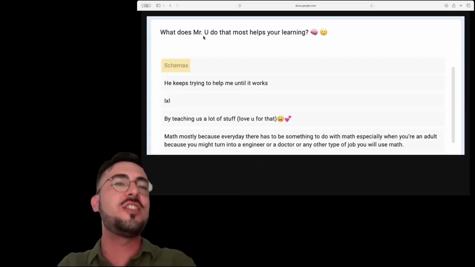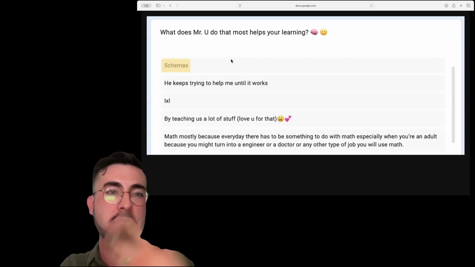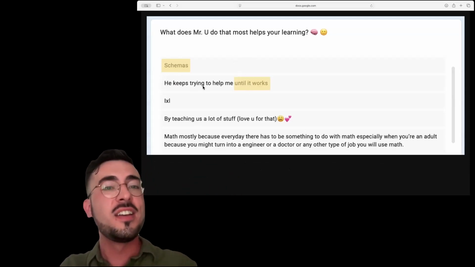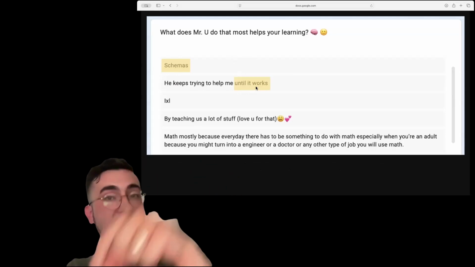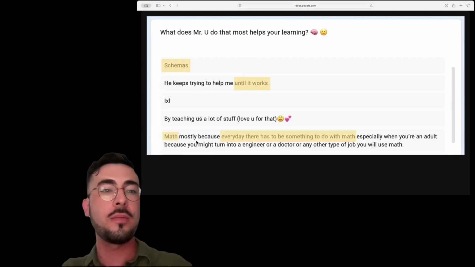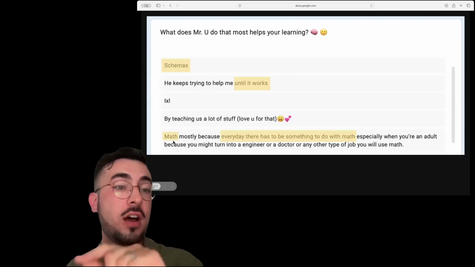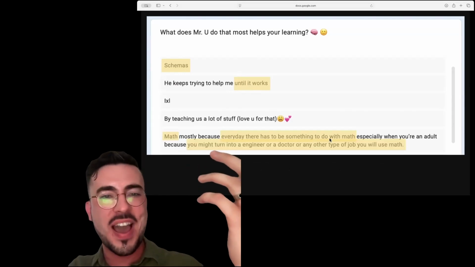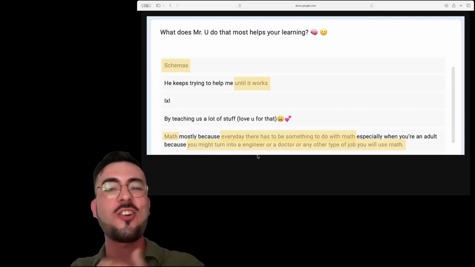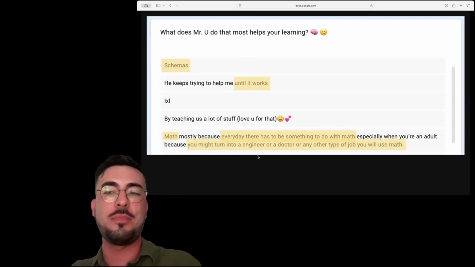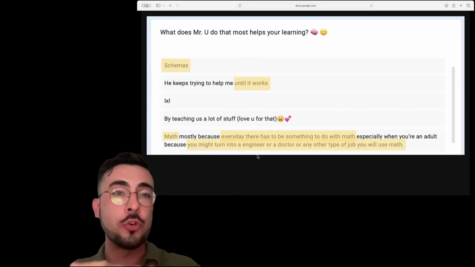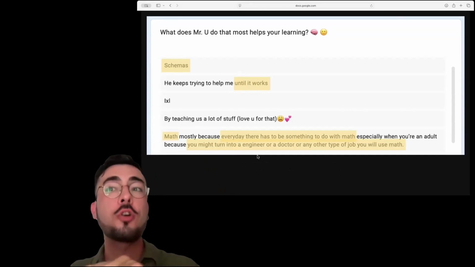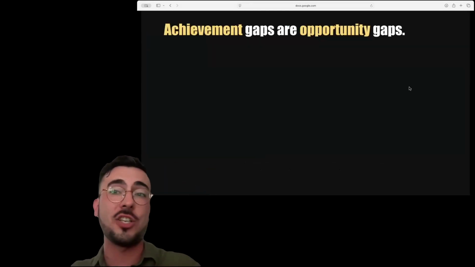I asked them, what does Mr. Urevig do that most helps your learning? One kid said schemas. Keeps trying until it works. To me, that's the repetition over and over. And I really want to end on what this student wrote: math, because every day there has to be something to do with math. You might turn into an engineer or a doctor or any other type of job. You will use math. And word problems give students that bridge to actually use it.